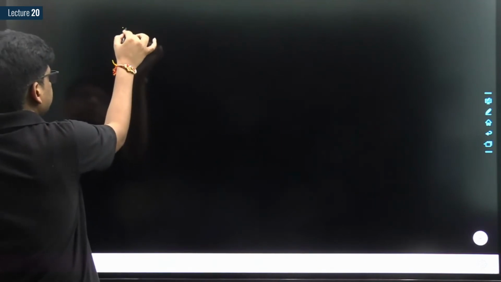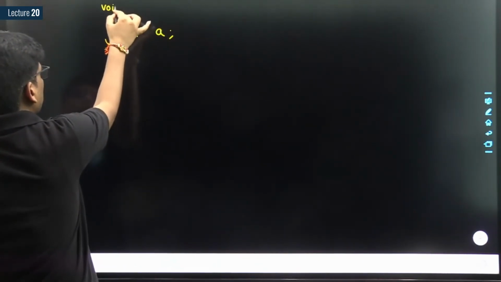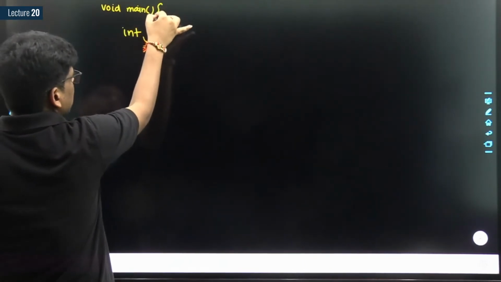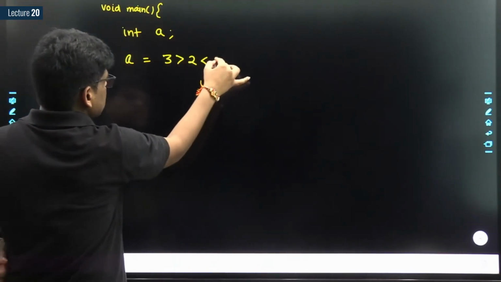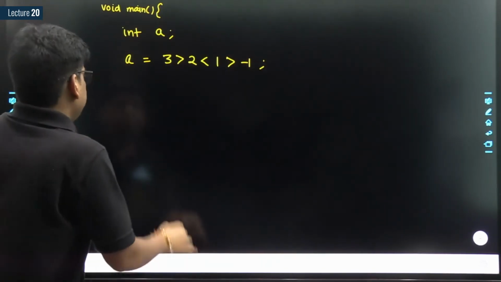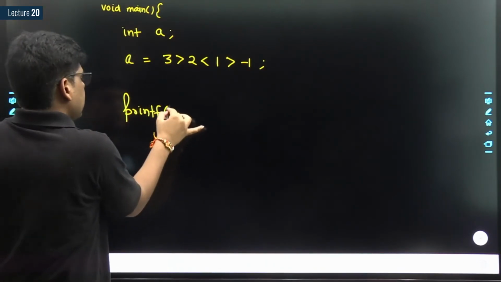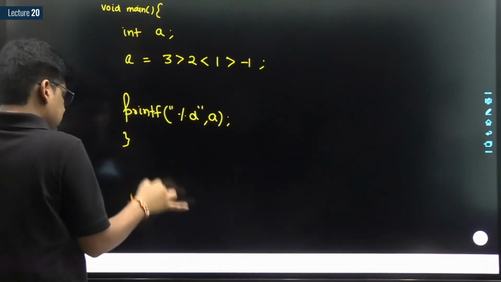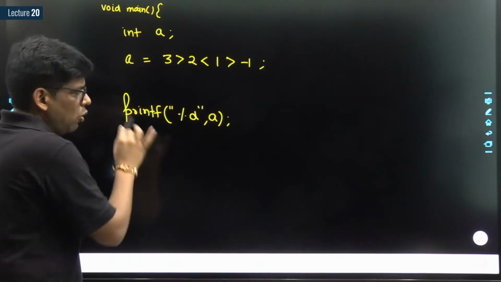Sir, int A, void main, and let us assume we have hash include stdio.h as well. A is equal to 3 greater than 2 less than 1 greater than minus 1. Okay. And printf %d comma A. First thing, without looking at this, how many operators are there? All are relational.